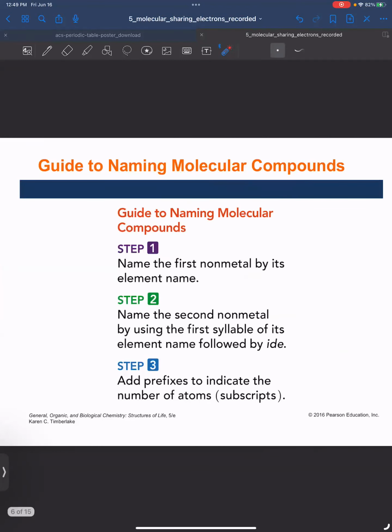So let's go through some guidelines to naming molecular compounds. First, name the first nonmetal by its element's name. Name the second nonmetal by using the first syllable of its element name, followed by IDE, and then add prefixes to indicate the number of atoms.